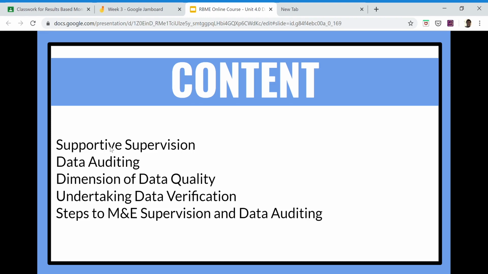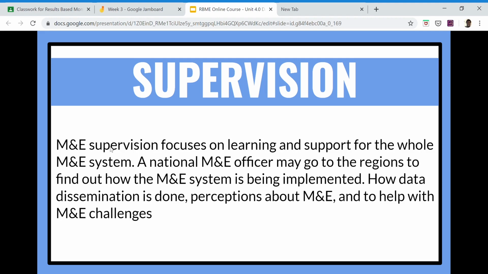We're using both words together because they also go hand in hand. So M&E supervision, which is the supportive supervision, is the overall kind of activity, while data auditing is embedded in it. So also to note in this unit, I might be using data verification and data auditing together. So when I say either of them, it actually means the same thing.